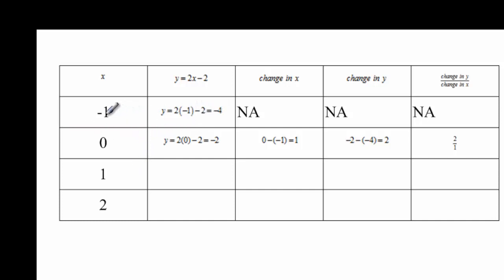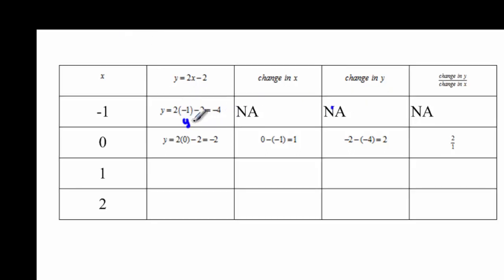So I've already done the first two. When x is negative 1, we have negative 1 times 2 is negative 2, minus 2 will give us negative 4. And that means that y is equal to negative 4. And then if I put 0 in here, 2 times 0 is 0, minus 2 gives me negative 2. And so let's do the other two.